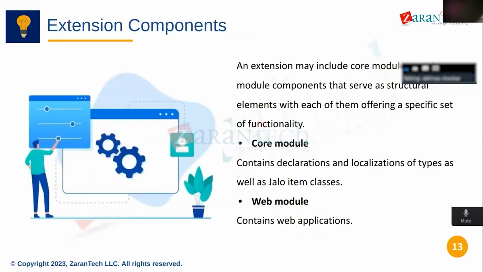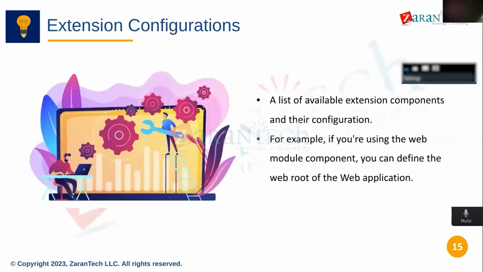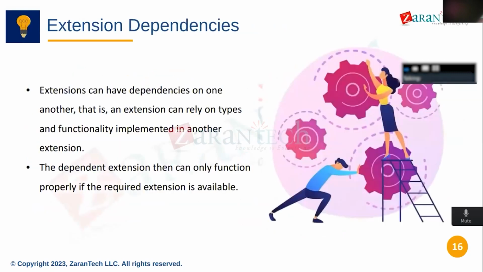These are the components: core module and web module. As I explained, extensioninfo.xml is there, which has the dependencies and all that. Inside that extensioninfo.xml, we can keep the dependency on an internal extension name. In the external one, we can keep the jar file names and everything.